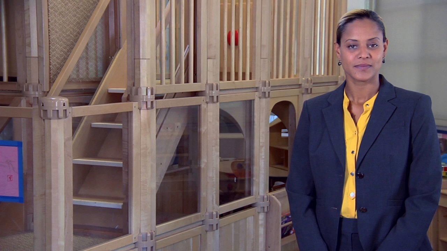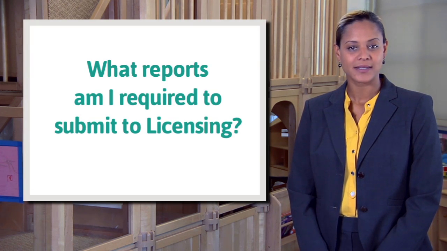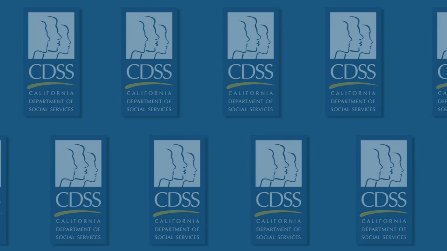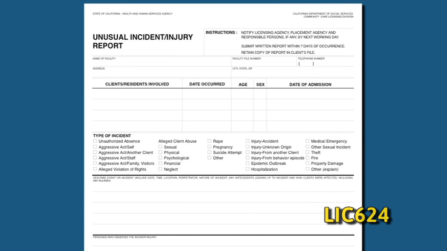The host speaks, and the questions she asks are displayed on a whiteboard. What reports am I required to submit to licensing? There are two types of reports. One type is unusual incidents. The report appears: Form LIC 624B for family child care homes and LIC 624 for child care centers. These reports are required of both family child care homes and centers.